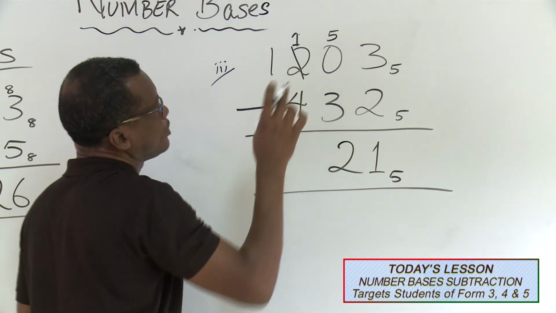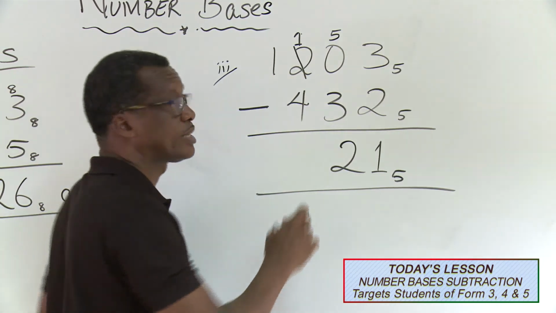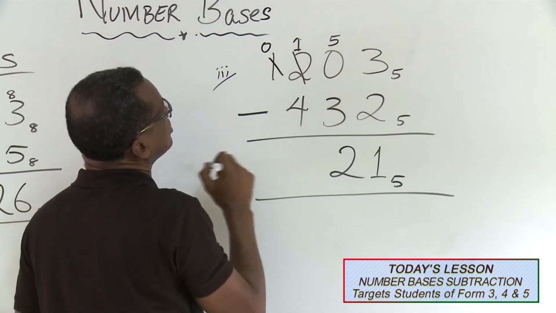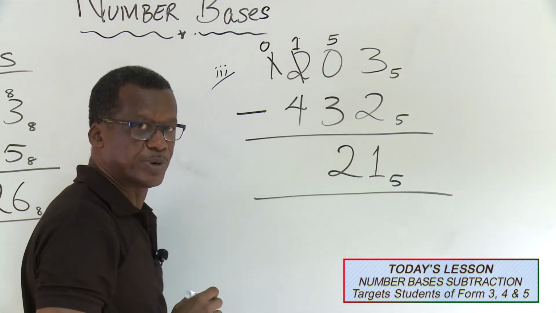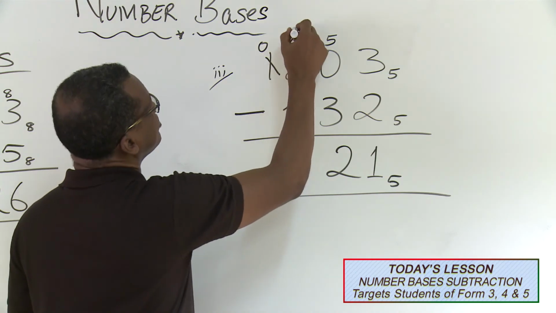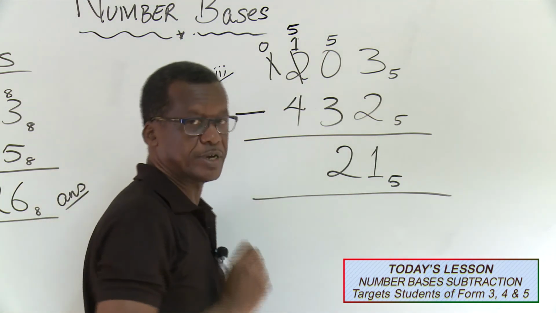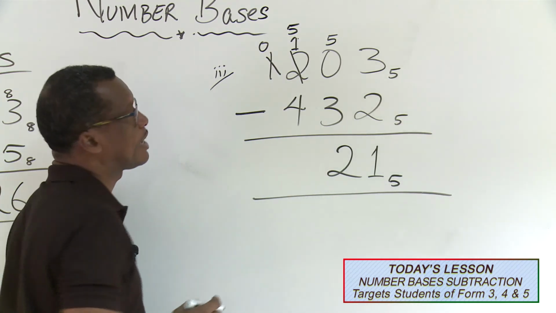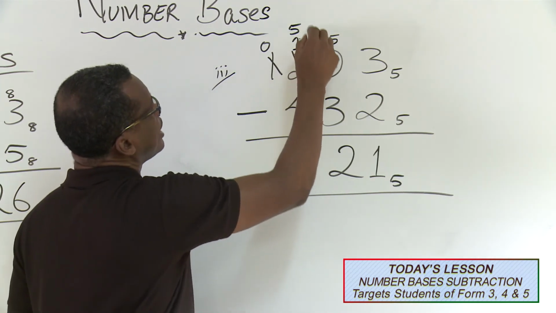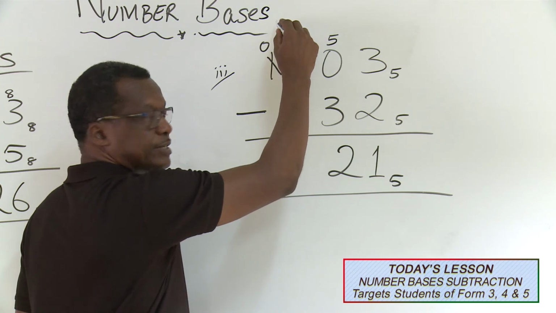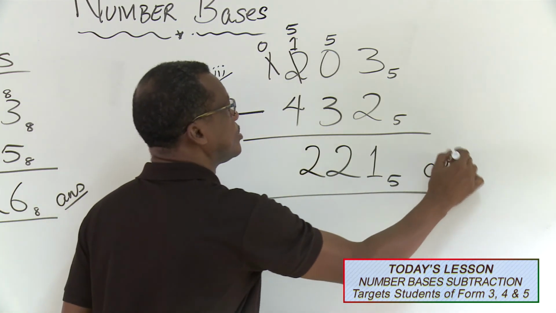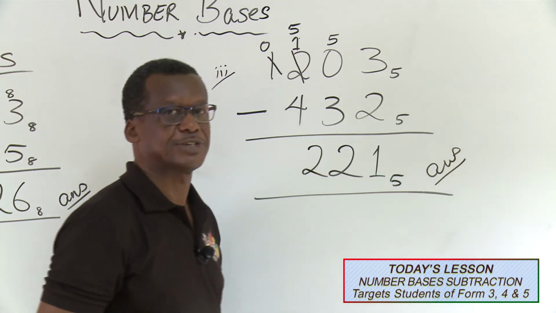1 take away 4. We need to regroup here. So we regroup using the other column, a 0. The group, when it goes back a column, would become 5 because we're thinking in base 5 or groups of 5. So now we have 5 plus 1, 6. Take away 4, that gives me 2. Answer.